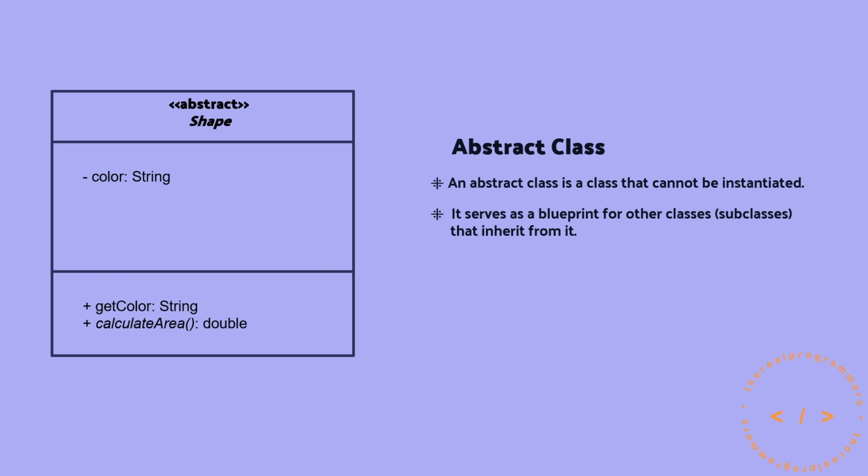Suppose we have an abstract class called shape. Then in the first compartment, we will add the keyword abstract within two angular brackets above the name of the class. The class attributes are represented in the same way as in normal classes. We start with a hyphen to indicate the private attribute and then the name color and its type string. In short, the two differences are that the name of the abstract class and the abstract methods are typically shown in italics.